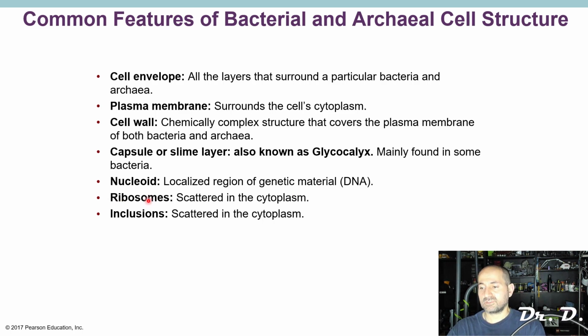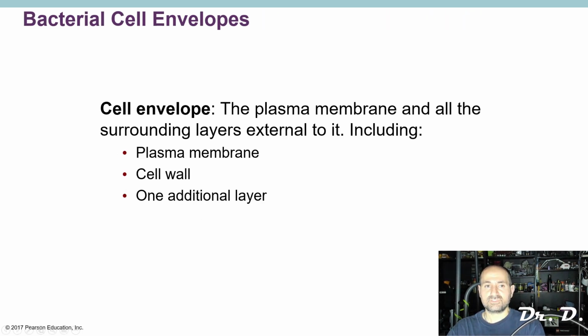And then remember the ribosomes. The ribosomes are the organelle responsible for protein synthesis, for translation in the cell. Remember, ribosomes do not have a membrane. And inclusions. Inclusions are just areas scattered through the cytoplasm of storage. So you could store various resources for the cell. So let's talk about these structures. Cell envelope. Remember I said all cells have a plasma membrane, but the cell envelope could include a cell wall or one additional layer like a capsule or a slime layer, right?